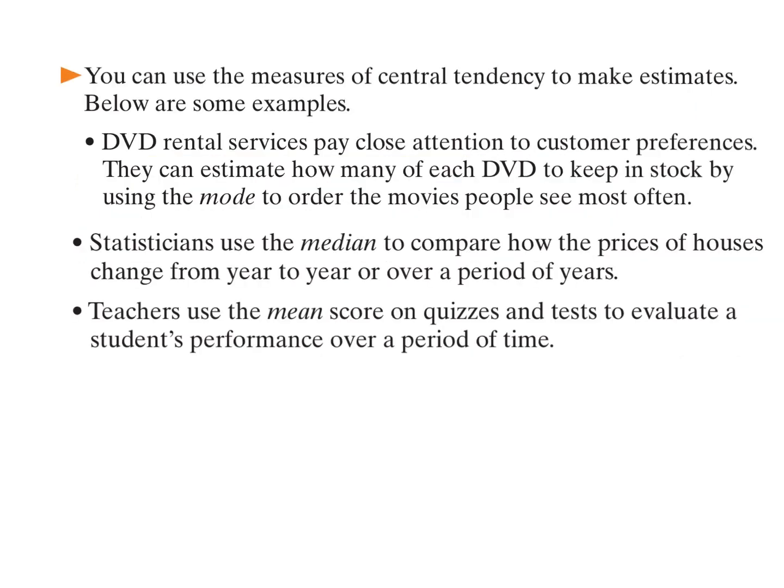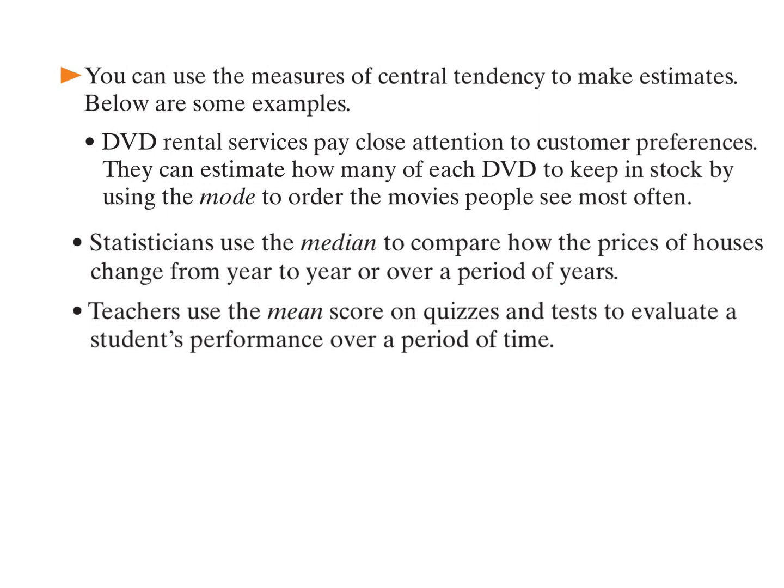So here are some examples of how these measures of central tendency might be used in real life. Like DVD rental services, like you guys have seen like the Redbox and stuff like that. They look at the customer preferences. They estimate maybe how many of each DVD to keep in stock, maybe by using the mode in order to order the movies people see most often. So they can try to make sure they stock their machines that they don't run out of that movie that people want, and that people can still be able to rent it.